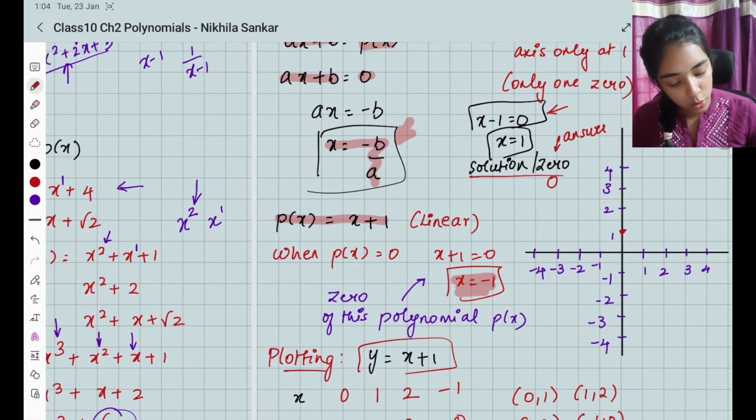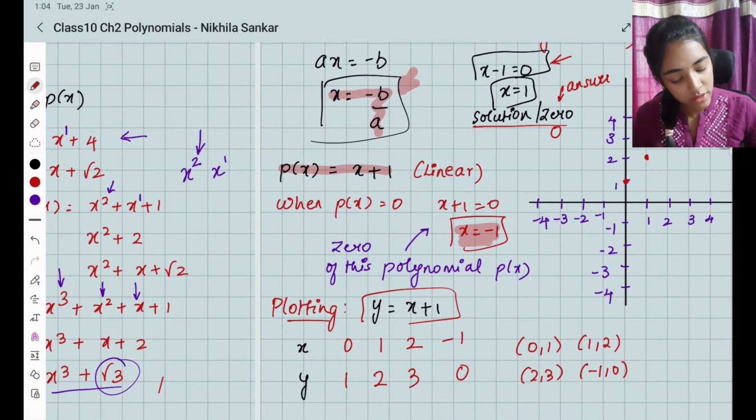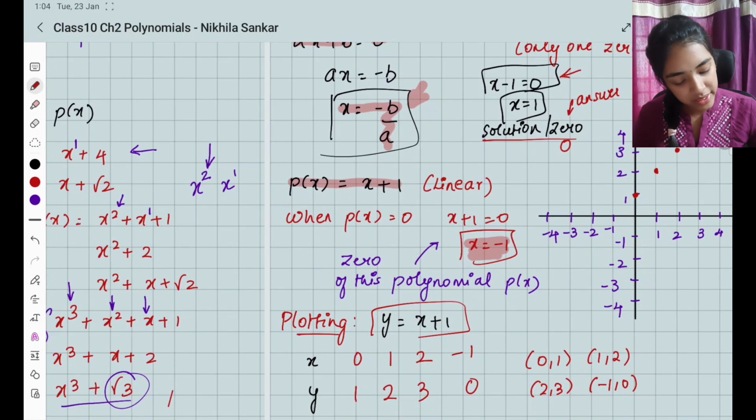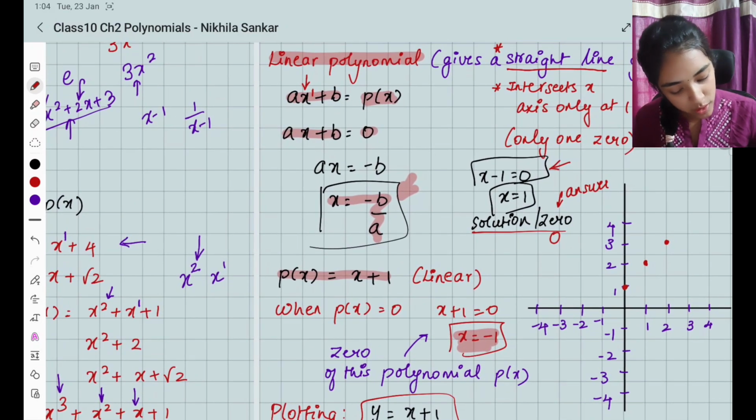Then you have (1, 2). So x coordinate 1, y coordinate is 2. So this is going to be (1, 2). Then you have (2, 3). (2, 3) எங்க இருக்கு? It is going to be 2, y is 3. Then you have (minus 1, 0). இப்போ (minus 1, 0) na இங்க இருக்கு.